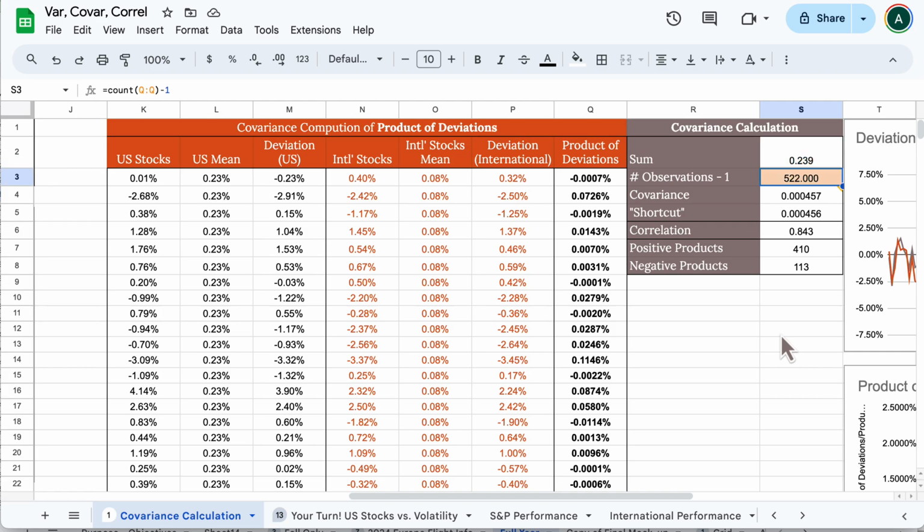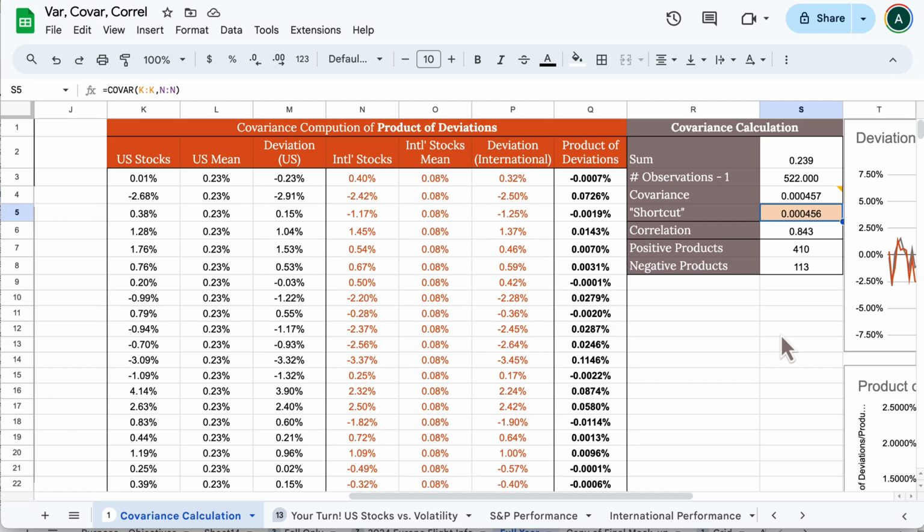We are dealing with a sample, and so we're going to work with n minus 1. We had 523 observations, so we're going to work with 522. And we take the average by saying, well, what's 0.239 divided by 522? And we come up with a small number, 0.000457. I will point out it's a positive number.